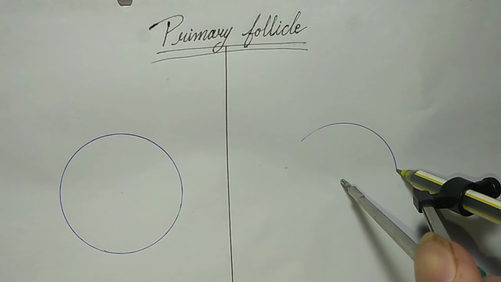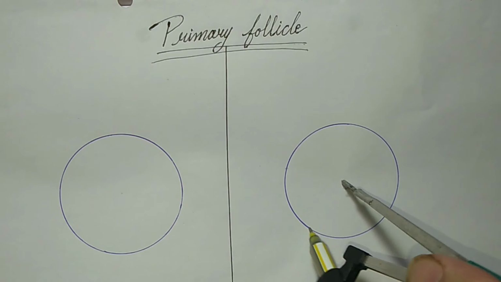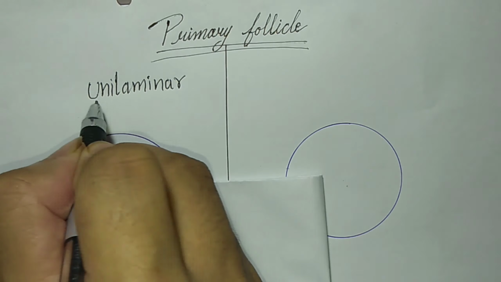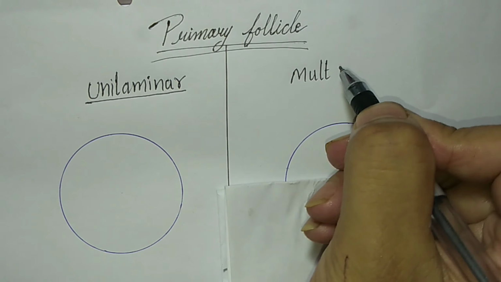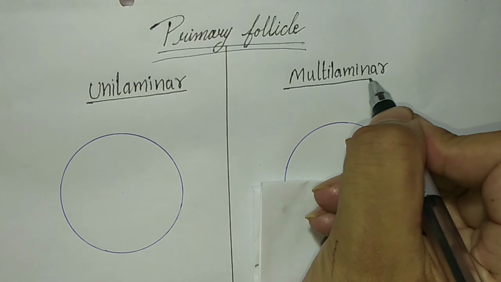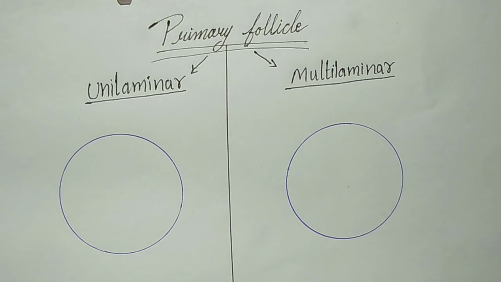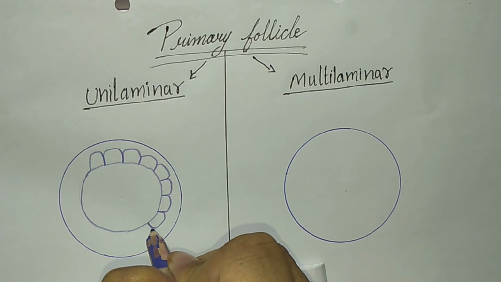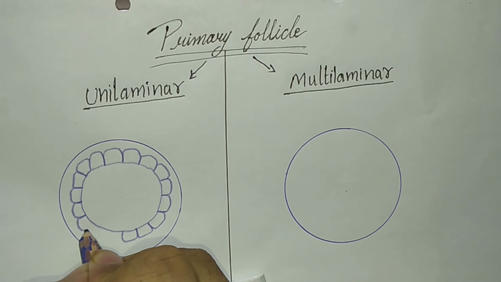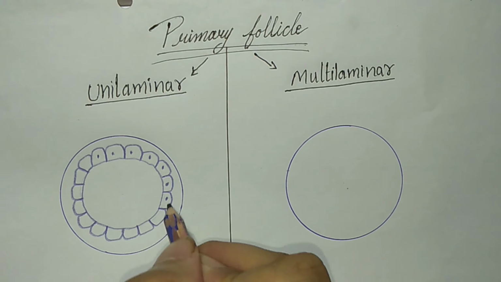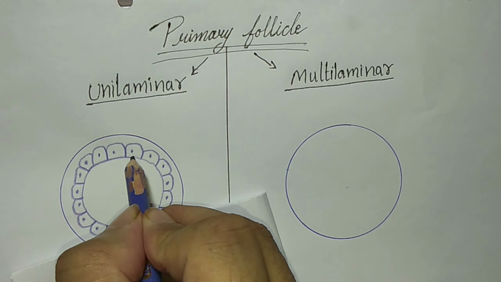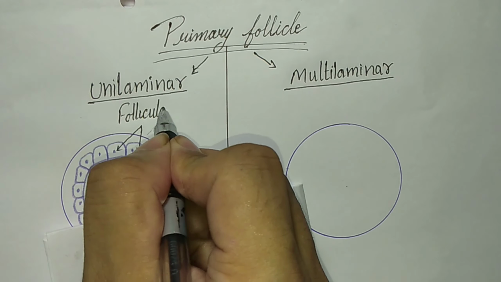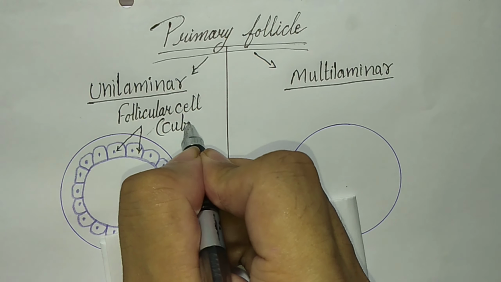Primary oocytes enlarge in size about 50 to 80 micrometer in diameter, unilaminar primary follicle and multilaminar primary follicle. First we will see the unilaminar primary follicle. This one is cuboidal in shape. And here this is follicular cell which is cuboidal in shape.